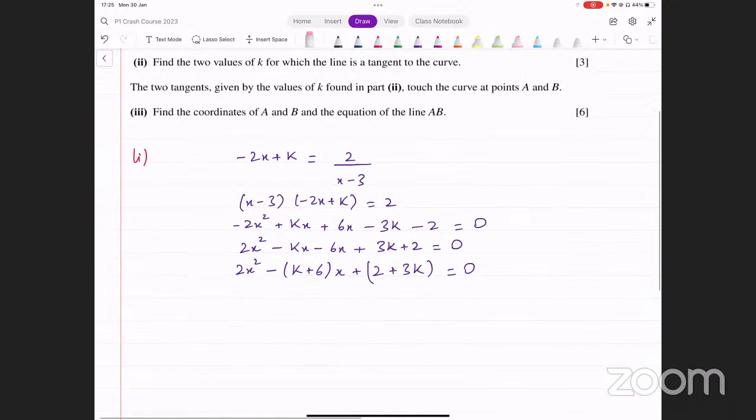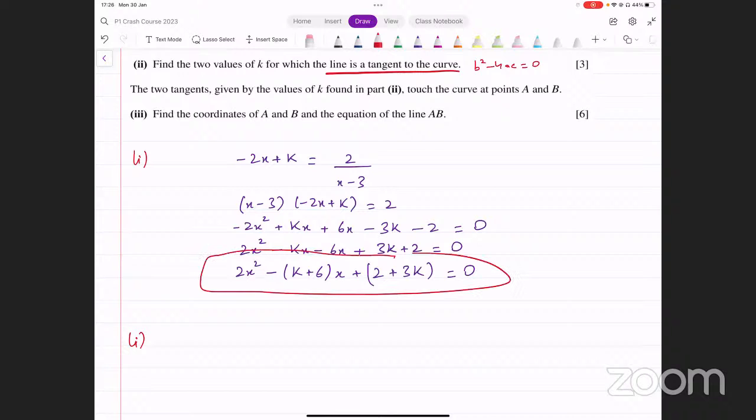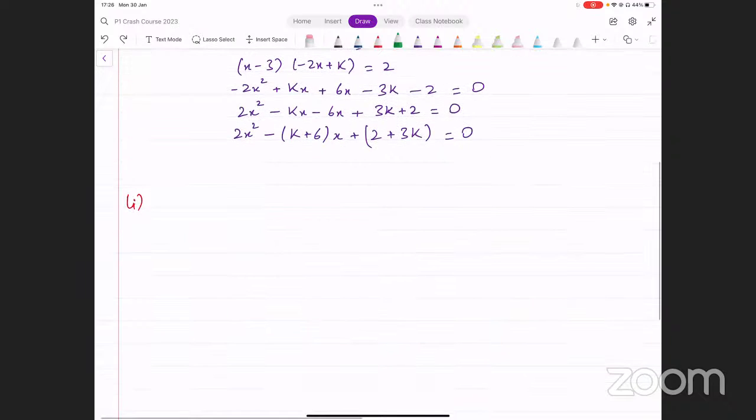Now in the second part, it says, find the two values of k for which the line is a tangent to the curve. Again, the line is a tangent to the curve. That means b square minus 4ac should be equal to 0. Now we already have that form, ax square plus bx plus c. This is already in that form. We can just input b square minus 4ac equal to 0 in this directly.